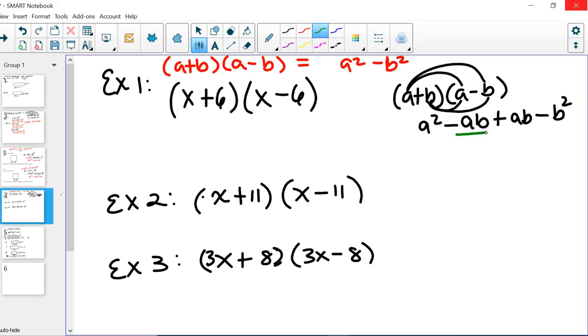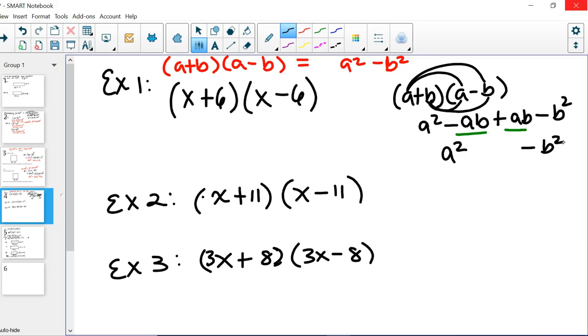After you distribute it, you want to add your like terms. So we have minus ab and plus ab. That will be negative 1ab plus a positive 1ab. So negative 1 plus 1, that's 0. So that cancels out, and that's gone. So we end up with our final product being a squared minus b squared, being all that's left. So a plus b times a minus b for any polynomial is always going to be a squared minus b squared. So let's do some examples so you see what I'm talking about.